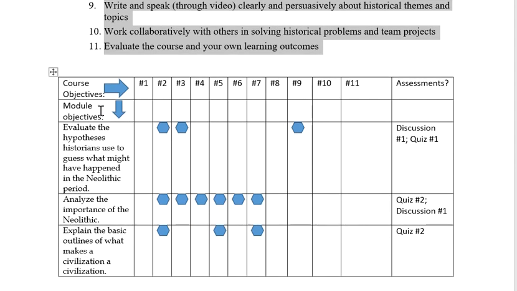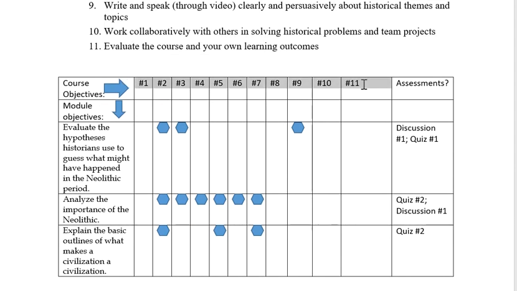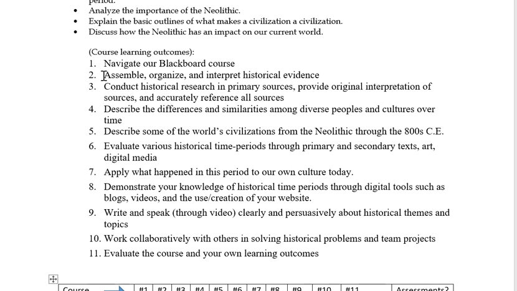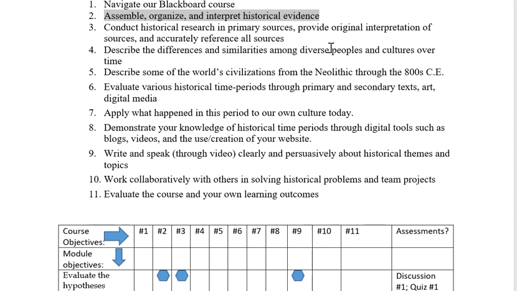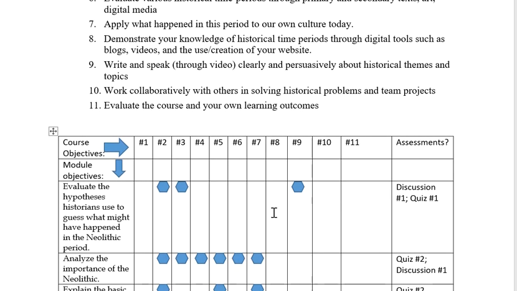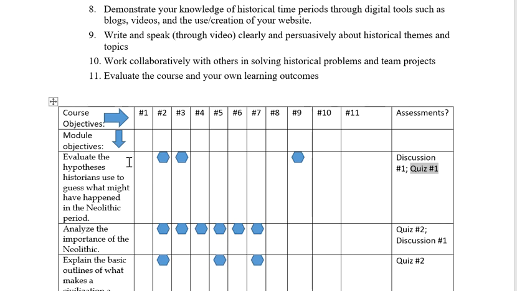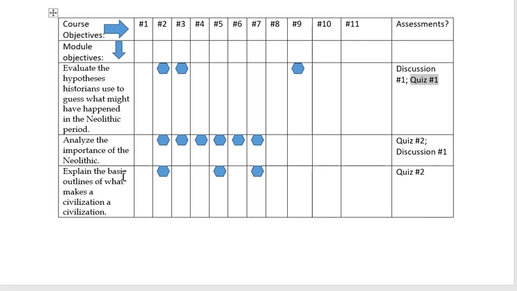Now I've got this chart here, and I've done the same thing. I've got the course learning objectives, and then I've got the module or the weekly objectives. So evaluate the hypotheses. This lines up with course learning outcome 2, 3, and 9. So 2, assemble, organize, and interpret historical data. 3, conduct historical research in primary sources, and so on. And then 9, write and speak clearly and persuasively about historical themes and topics. So how am I going to assess this? I will be assessing this in their first discussion and in quiz number 1. So I will think of a question to ask about these various hypotheses, and then they have to discuss them in the discussion board. And then so on.